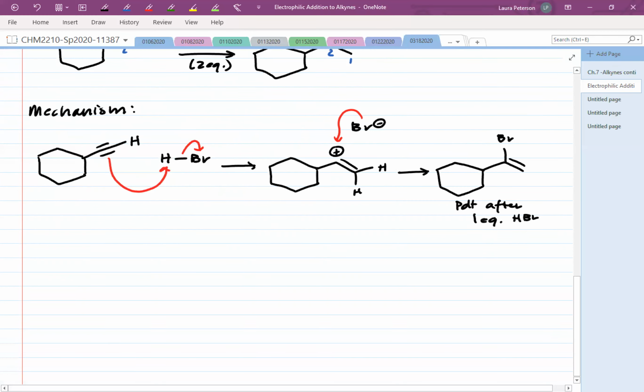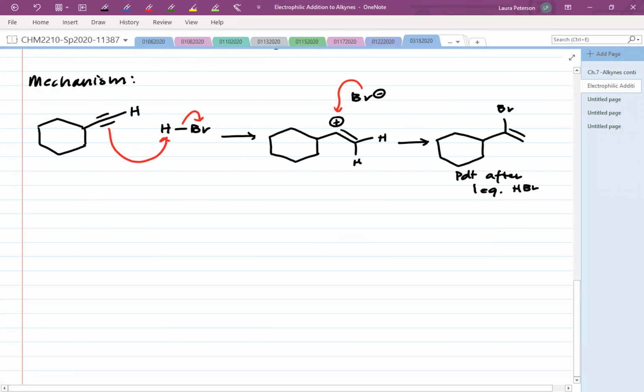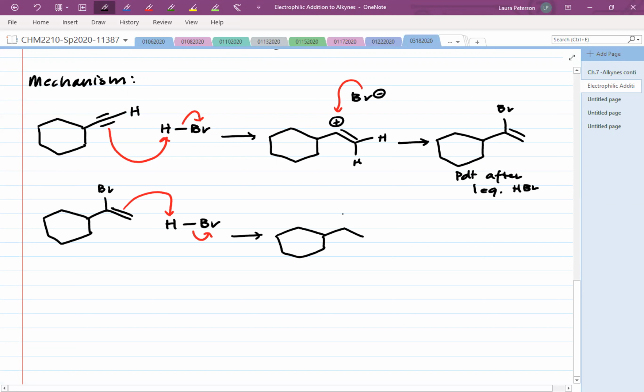Okay, and so now we can repeat that step. Let me just redraw that in a new line, and let's consider the reaction with the second equivalent of HBr. Now the mechanism really shouldn't be surprising because we're basically just taking an alkene and reacting it with HX. But there is one thing that I want to mention as it relates to this carbocation.